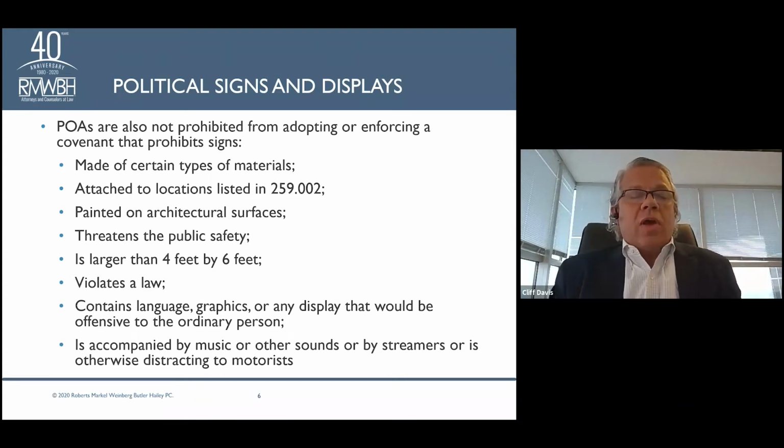So you do have some authority to regulate these political signs, but you can't prohibit them altogether, as long as they meet the requirements of the statute: that they are for a candidate who's up for election or a measure that's up for election, and as long as they meet the other requirements, including the size requirements and the way the signs are made.